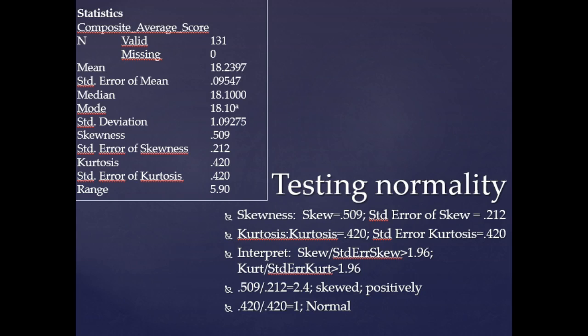If we look at kurtosis and we take the kurtosis and divide it by the standard error of kurtosis, we see that it's 0.420 divided by 0.420, which equals 1. That's normal. If we take the skewness, 0.059 divided by 0.212 equals 2.4, and we get a sense that there is a skew and it is positively skewed.